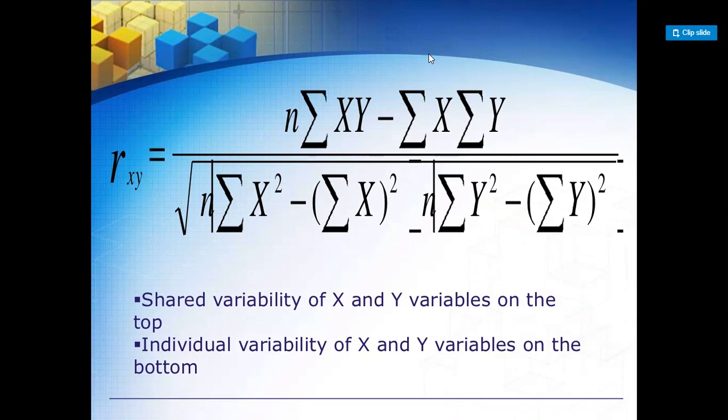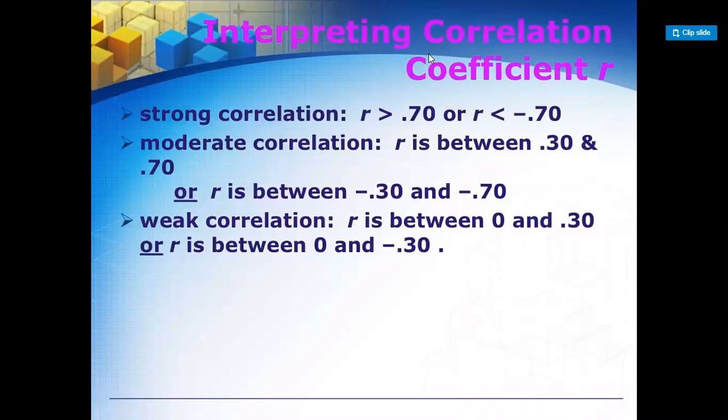So this is the formula given by him to find out the shared variability of the x and y variables on the top, and the individual variability of the x and y variables on the bottom, which is also given here for your reference. Related to this, I will send you the numericals.